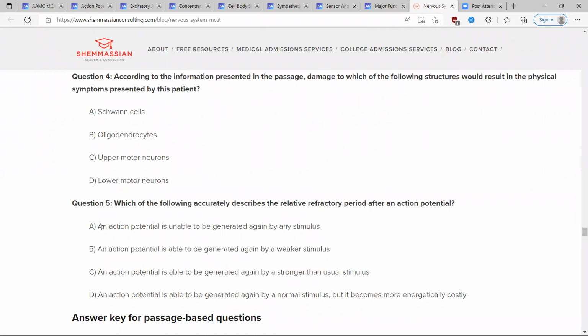Okay. An action potential is unable to be generated again by any stimulus. An action potential is able to be generated again by a weaker stimulus. An action potential is able to be generated again by a stronger than usual stimulus. An action potential is able to be generated again by a normal stimulus, but it becomes more energetically costly. So first of all, we have to make a decision before we get into the details. We have a major decision. Is it unable or is it able? So in the relative refractory period, is an action potential able or unable to be generated?